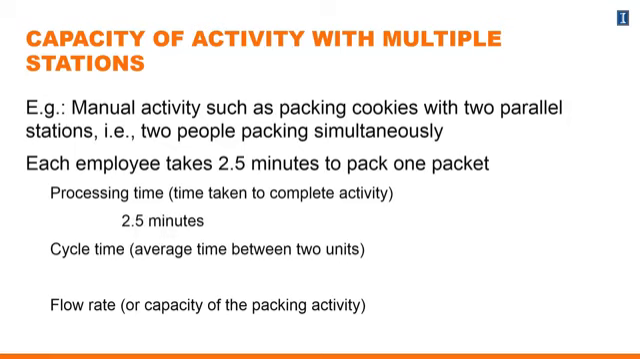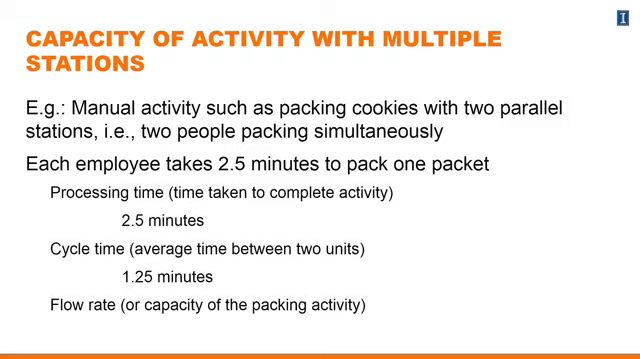What's the cycle time of this activity? And the cycle time is going to be 2.5 divided by 2, because two of them being done simultaneously gives you 1.25 minutes. And that's the average time between two units of packaged cookies coming off of that activity. Now, if I were to ask you the question, if I give you cookies to pack, can you give me a packed cookie in 1.25 minutes? Your answer is going to be obviously no. It'll take me 2.5 minutes to pack it.